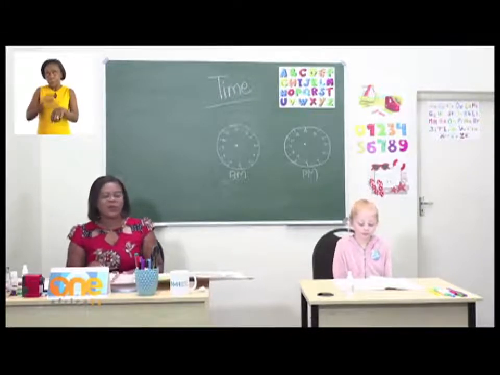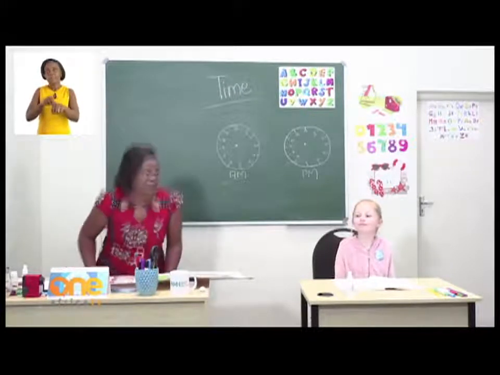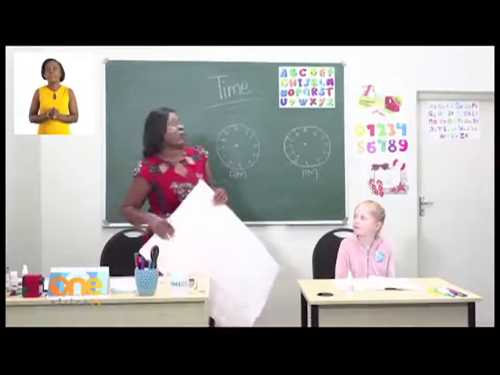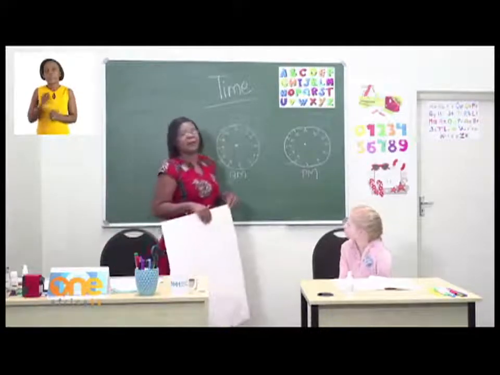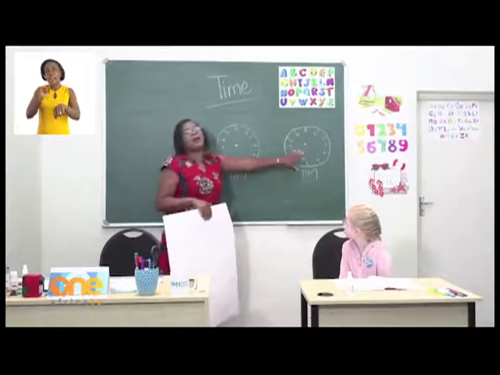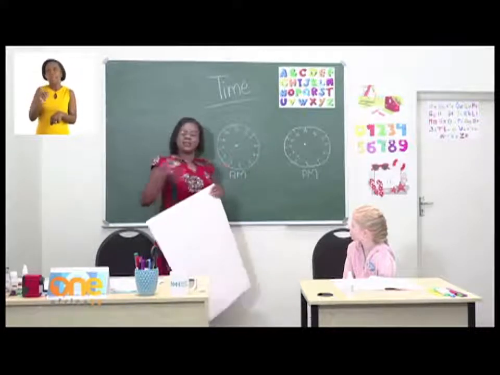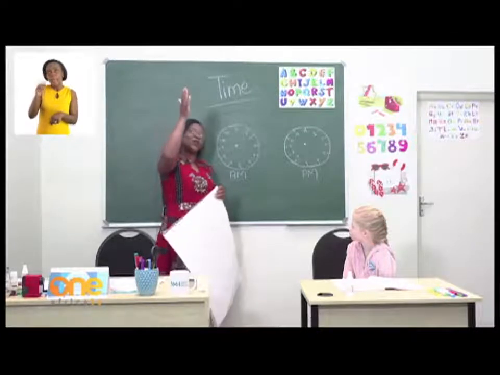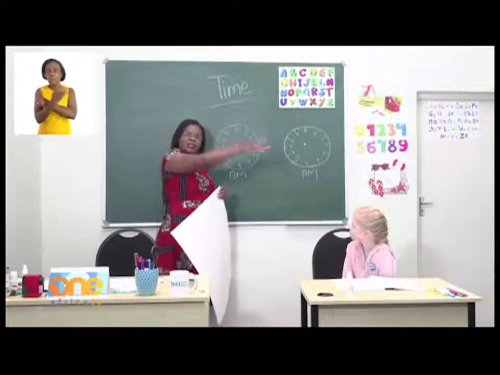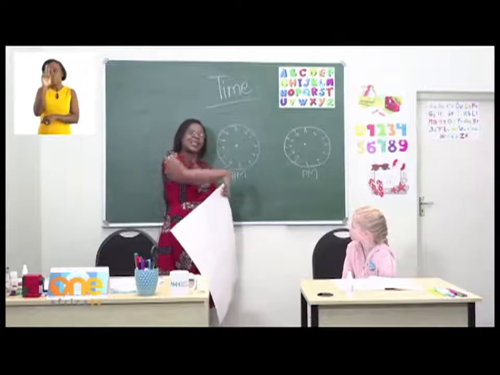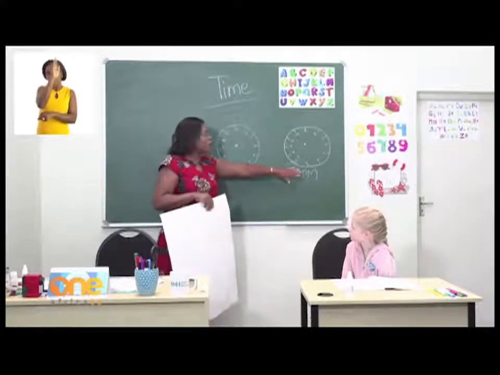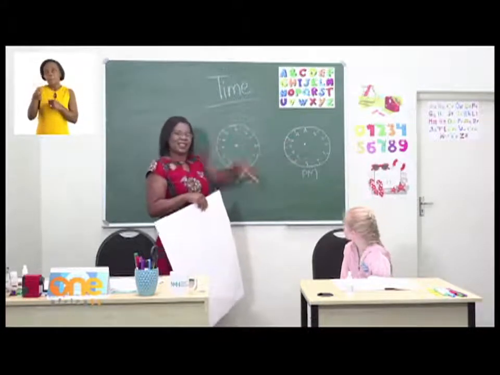Okay, today's lesson is going to be about time. We are going to look at the clock. We are going to see and we are going to learn how to tell time, AM and PM. What is AM? AM is when it is in the morning up to 12, from 12 to sunset, and when we are sleeping, we say it's PM. PM is in the night.